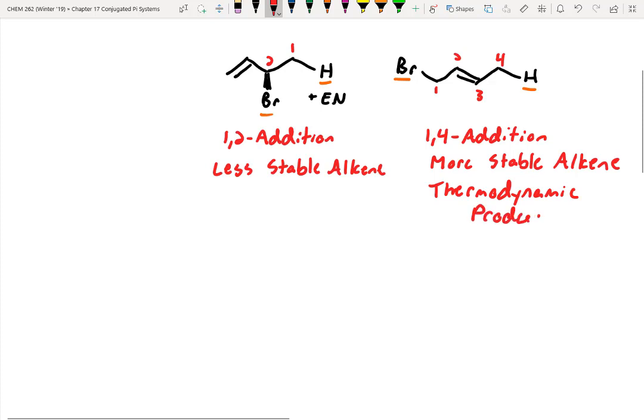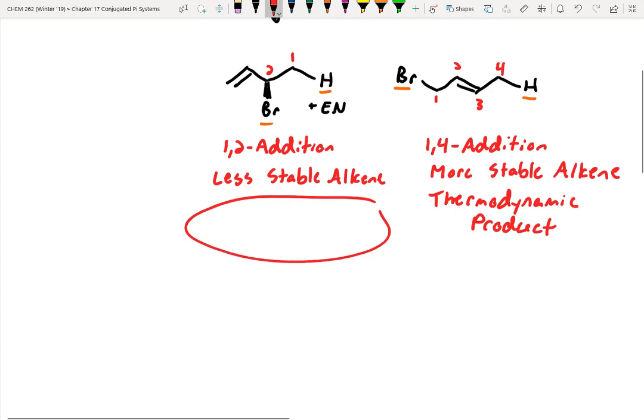Yeah, that's a good question. So if we want to get our thermodynamic product, that is favored typically under high temperature conditions. All right? Now the question is, what about this one? Is it necessarily going to be our kinetic product? Well, we got to think about it, right? Kinetics is in reference to speed, meaning how quickly it can occur.